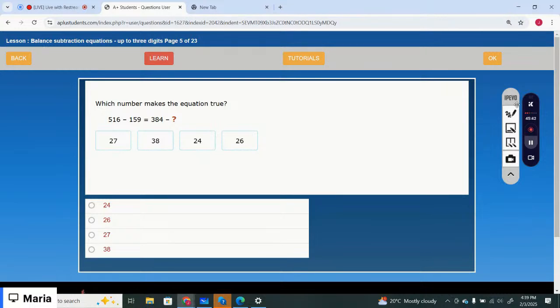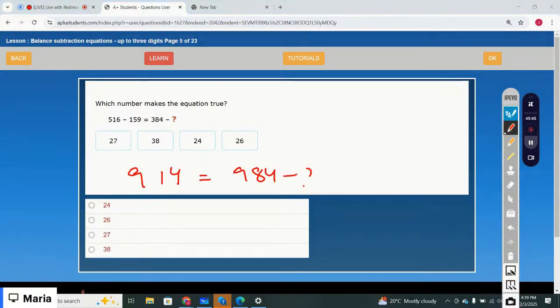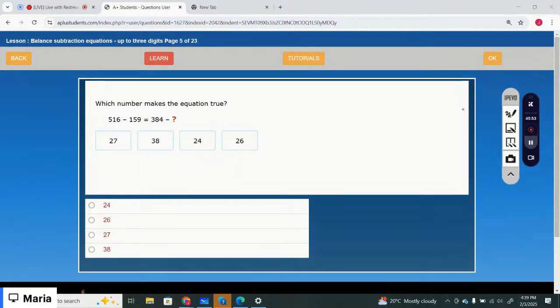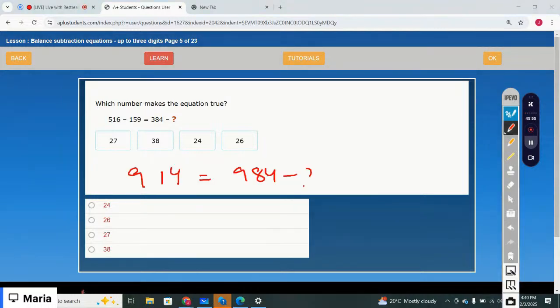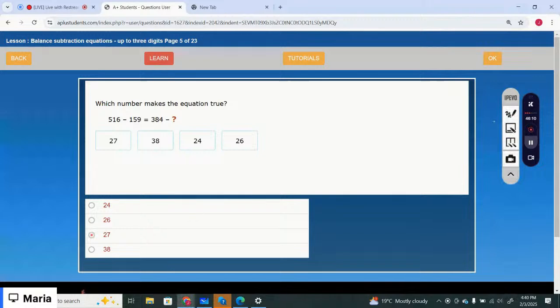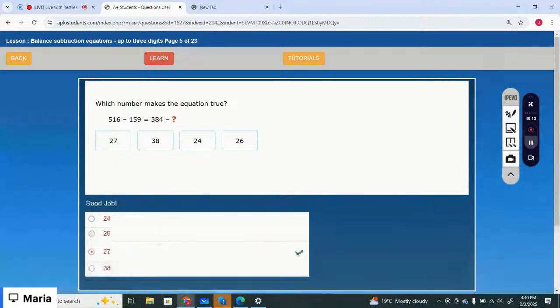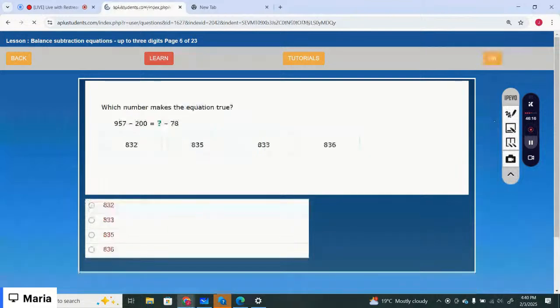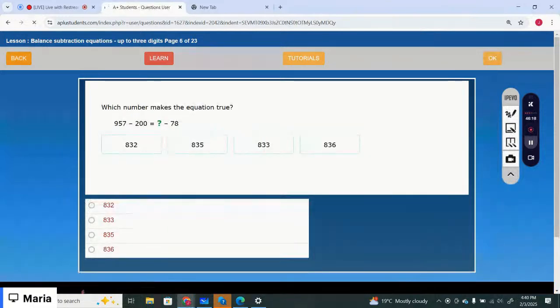516 minus 159 equals, that is 357. Just subtract these two numbers. So that is 357 equals 384 minus the missing number. So that is 27. The correct option is 27. Option number 3 is the correct option. Okay, you can complete the lesson by yourself later today.